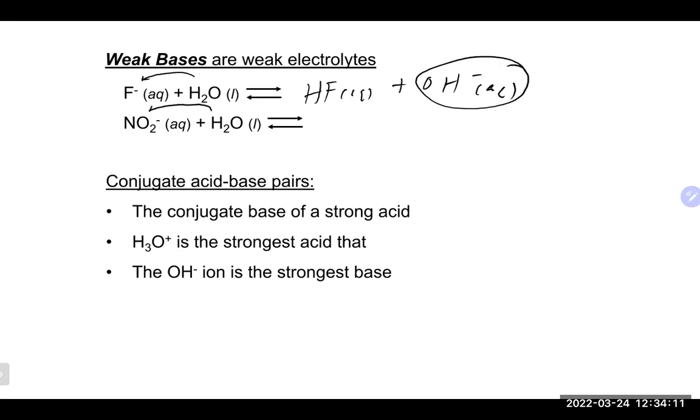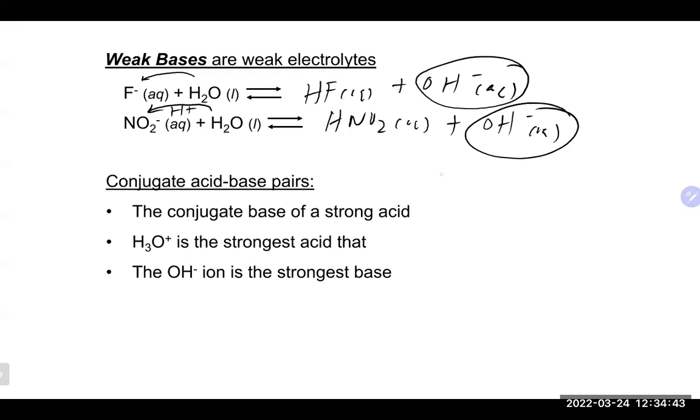Same thing here, it's going to accept an H plus and make some nitrous acid. Actually, it makes where it came from, basically. And also here again, making hydroxide, which is why it will be basic. There is a really important relationship between an acid and its sort of partner, if you will, the acid and its conjugate base, or the base and its conjugate acid. And the relationship is an opposite relationship, which is really important to keep in mind later on in this chapter.